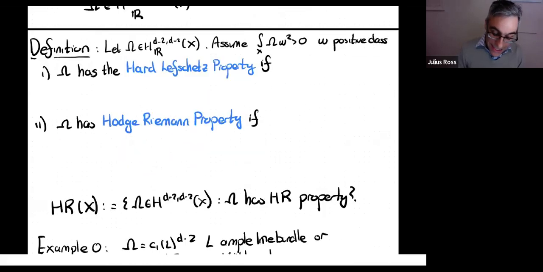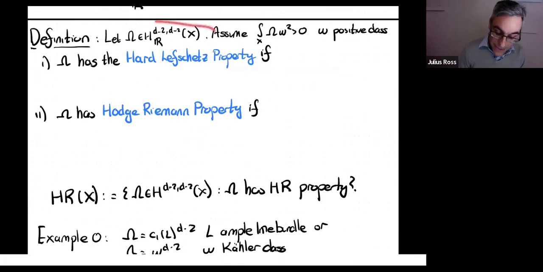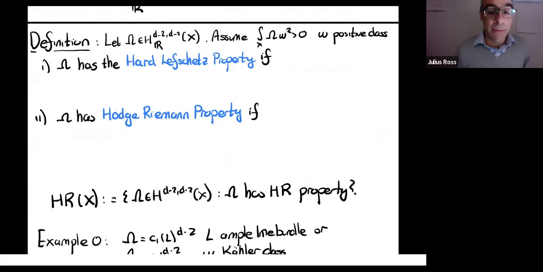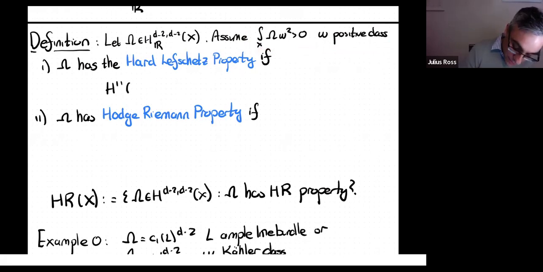Okay, so let me make that clear. I prepared this. So let's say you've got some class, this (D-2,D-2) class, and I'm always going to assume it has some small amount of positivity. So let's always assume that if you integrate that against the square of some positive class, it's positive. I don't want to allow you to take minus the class, right? So this is asking for some positivity. And I'm going to say this has the hard-Lefschetz property if this map from H^{1,1} of X to H^{D-1,D-1} of X obtained by wedging with capital omega is an isomorphism.